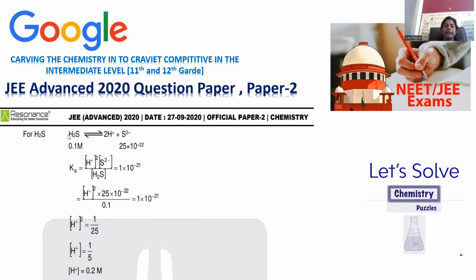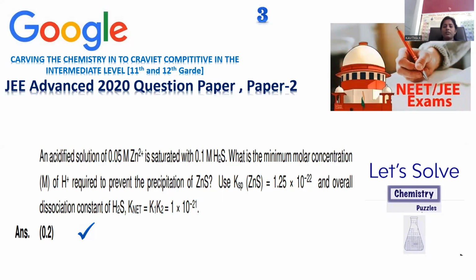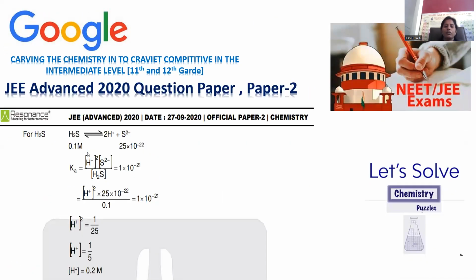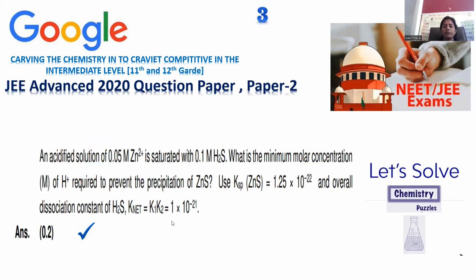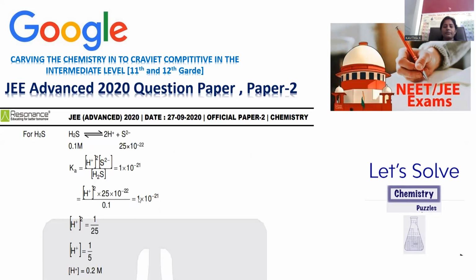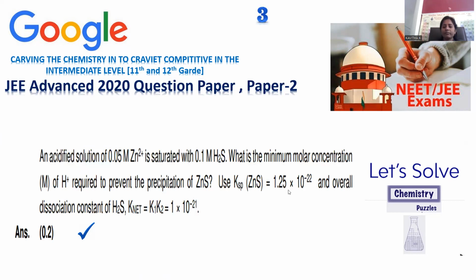For that purpose, if H2S is ionized, 2H+ and S^2- are produced. H2S is taken at 0.1 molar concentration, and the sulfide ion is provided at 1.25 × 10^-22. 1.25 × 10^-22 is the concentration of S^2-, right?